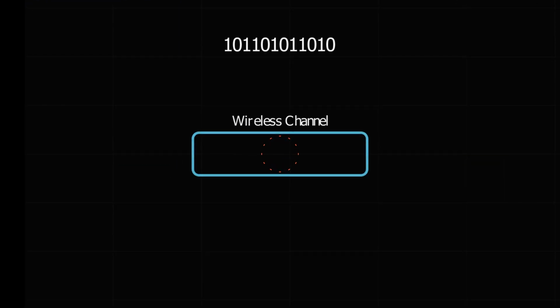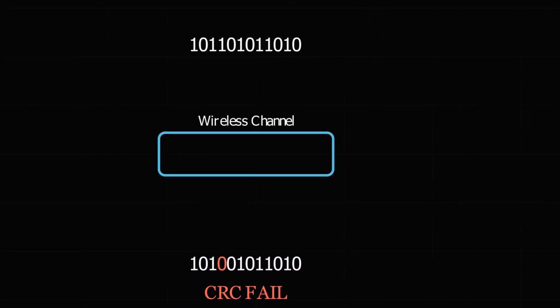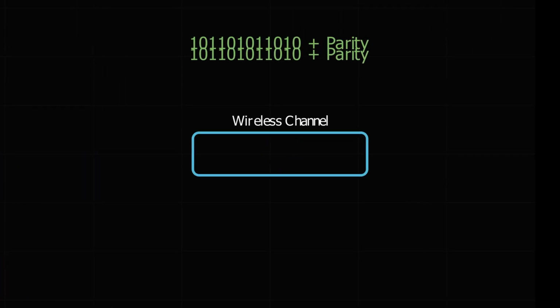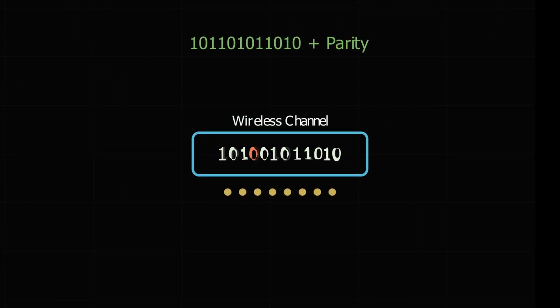Suppose a few bits are corrupted during transmission. Without channel coding, the receiver simply receives incorrect data. With LDPC, additional parity information gives the receiver the ability to detect and repair many transmission errors.